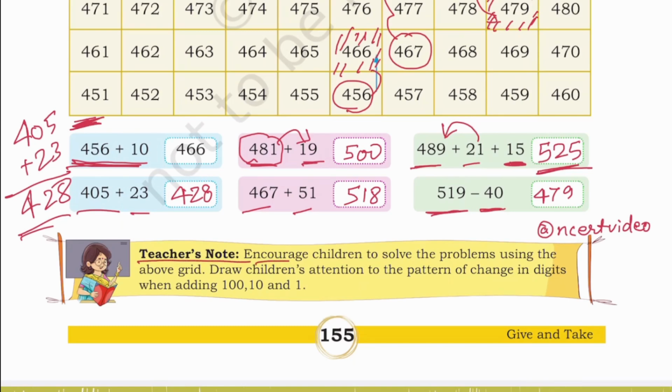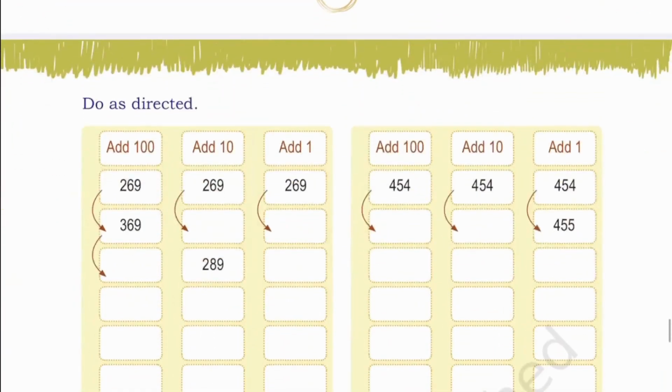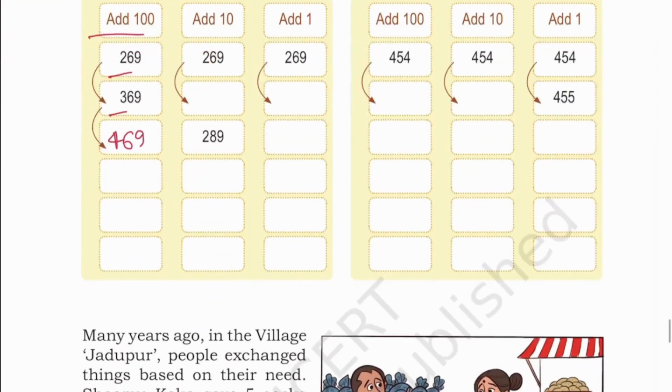Teacher's note: encourage children to solve the problem using the above grid. Draw children's attention to the pattern of the change in digits when adding 100, 10 and 1. Do as directed. Add 100: 269, 369, 469, 569, 669, 769.